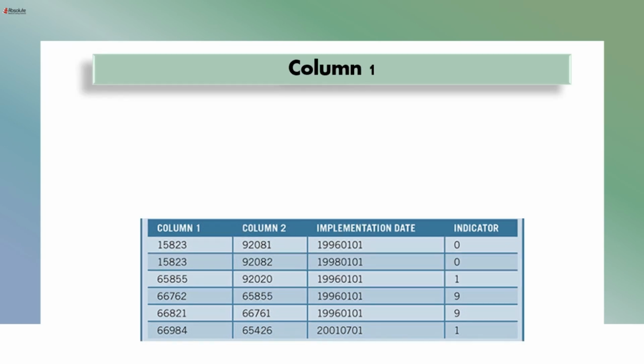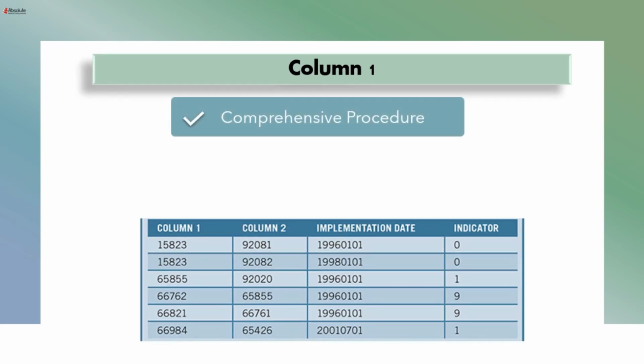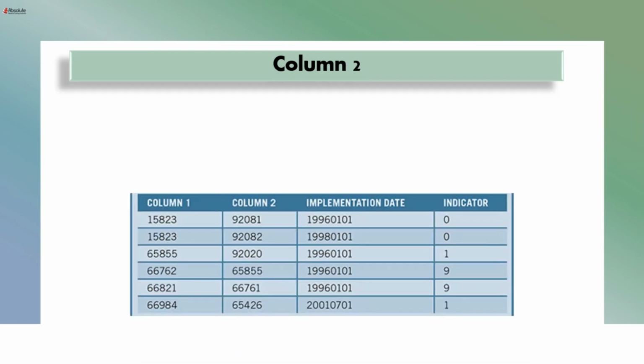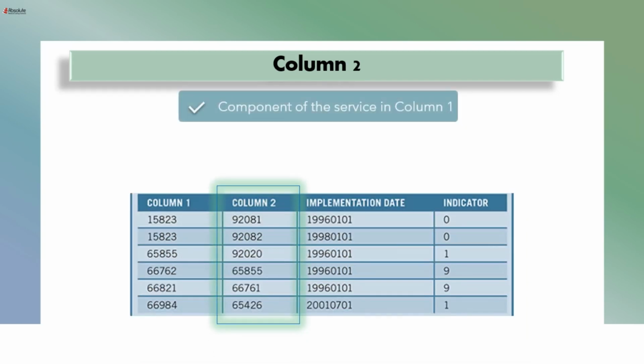Now, a column 1 code is basically the comprehensive procedure. So as I said, when two codes are entered into the editing software, it will separate those codes into either column 1 or column 2. Column 1 is the procedure that is more comprehensive or more complex. And what do you think the column 2 code is? Well, the column 2 code is the component of the service in column 1, or the bundled procedure.